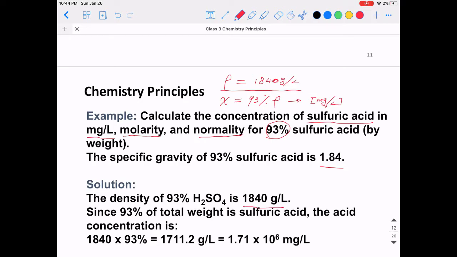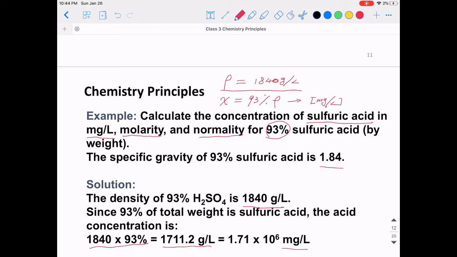So we have 1840, and then we multiply that by 93%, and this is going to give us 1711.2 gram per liter, right? Further, we want to show these values in milligram per liter, so that's why we have to further multiply by 10 to the third to show the values in milligram per liter.